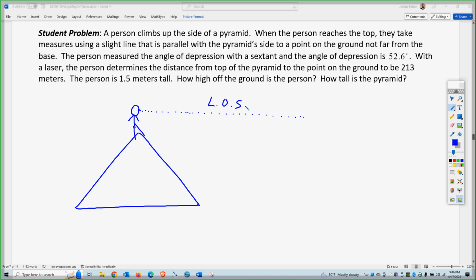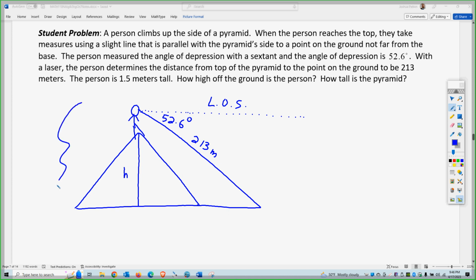Okay, so I'm going to use a laser. I'm going to measure down. So that's my angle of depression to the ground over here. All right. And my angle of depression, according to this, is 52.6 degrees. And it's telling me this is 213 meters. Okay, here's the problem, though. The height of the pyramid is not that, right? So what we're going to do is we're going to figure out this distance here.